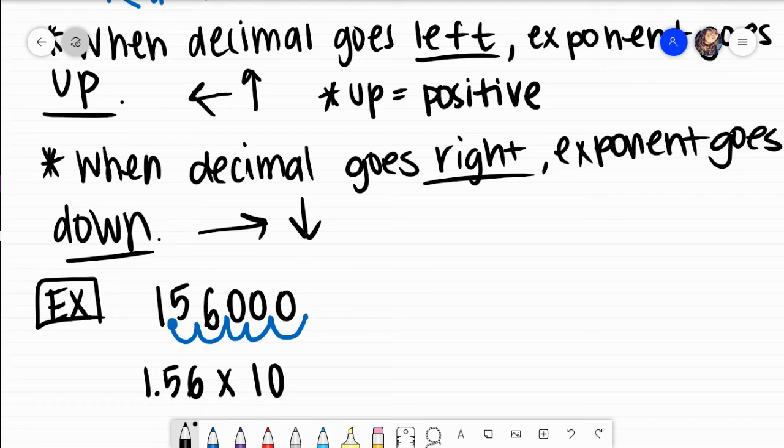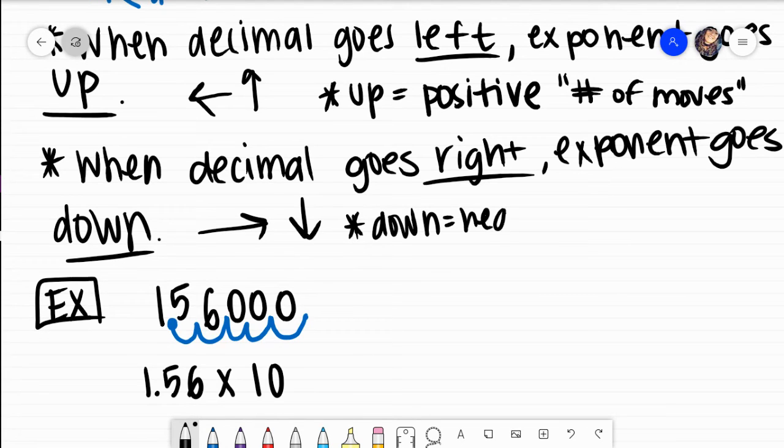And what you write is the number of moves, the number of times you moved it, right? So let's go ahead and clarify this too. Whenever I say down, what I'm saying is that it's going to be a negative value. And that value is going to be the number of moves.